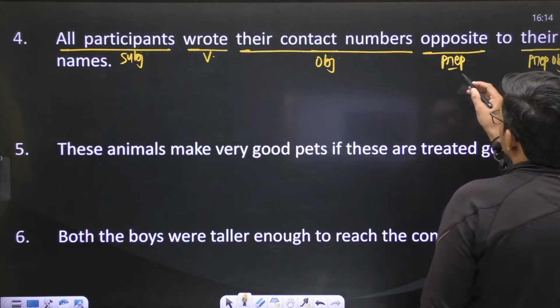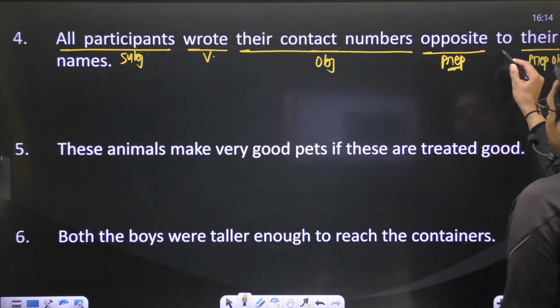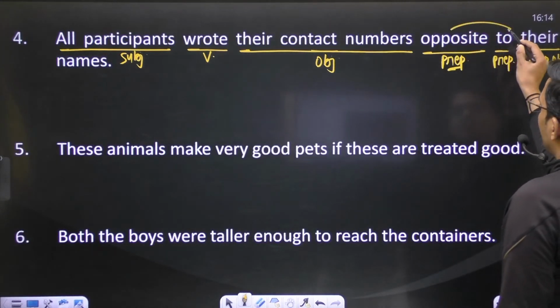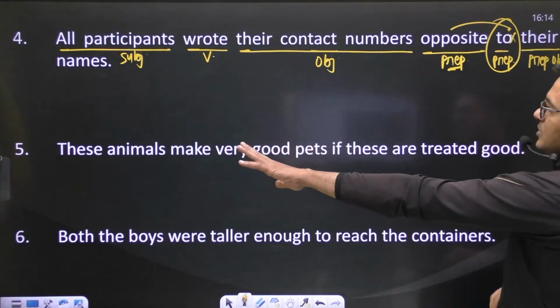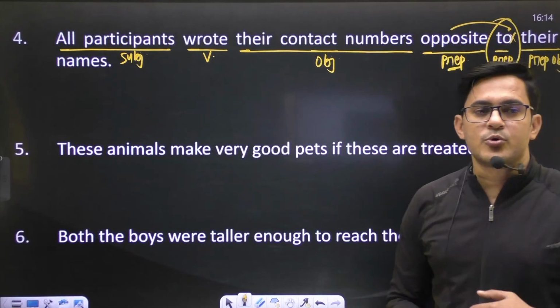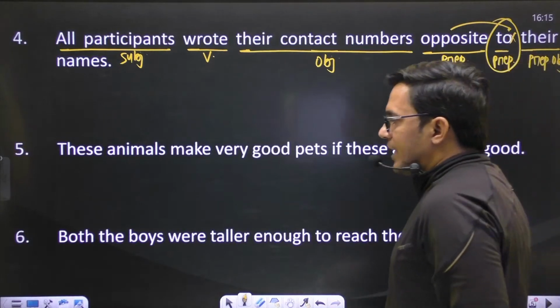And the concept is, if the word opposite itself is a preposition, don't use any other preposition with this preposition opposite. So drop the preposition to. The sentence will be like, all participants wrote their contact number opposite their names. Now the sentence will be fine. Okay, move to the next sentence.